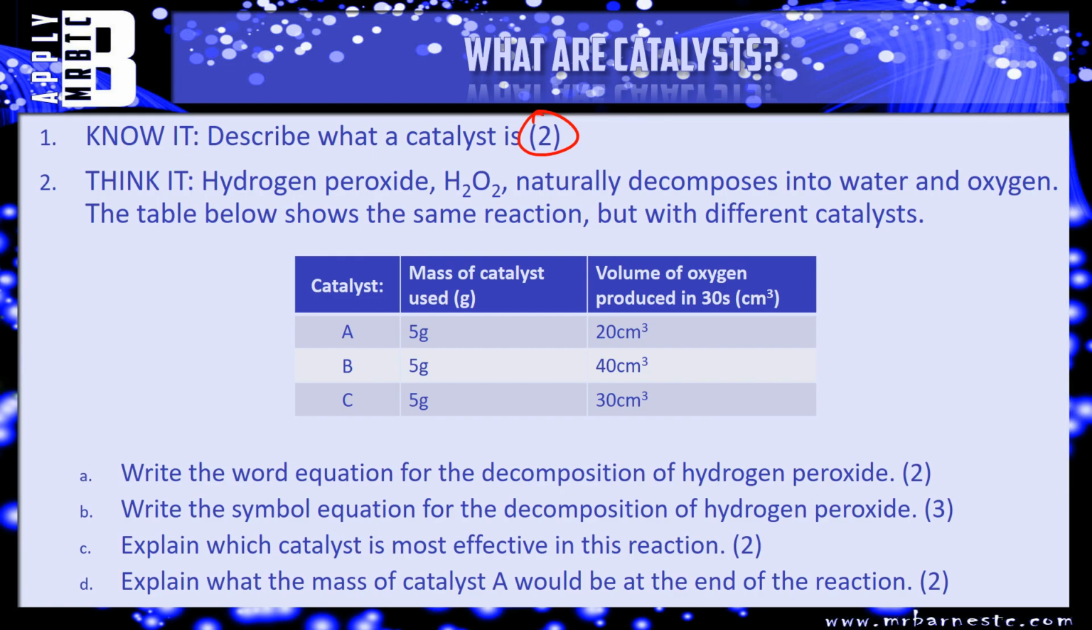Part 2, the think it, the application of knowledge, is you have hydrogen peroxide, H2O2, and it naturally decomposes, breaks down into water and oxygen. The table below shows the same reaction, but with different catalysts. So you've got 3 catalysts, A, B, and C. I've got my mass used, which is 5 grams all the way throughout, and then you have your volume produced in 30 seconds. So you've got 4 parts to this question.